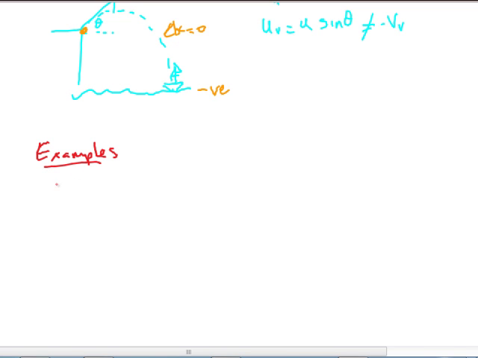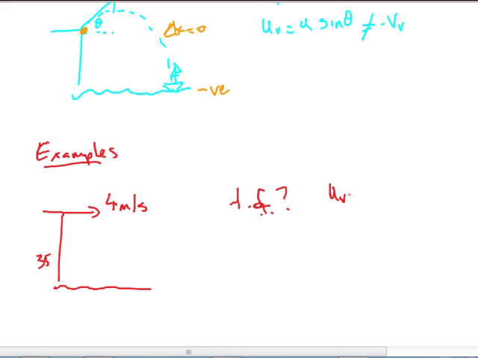So let's make a scenario. We've got horizontal projection. Let's launch this off at 4 meters per second. Let's make our height 35 meters. And maybe let's start by solving time of flight. So what we know is UV equals 0, A equals negative 10, we know delta x will be negative 35, and T is what we want.